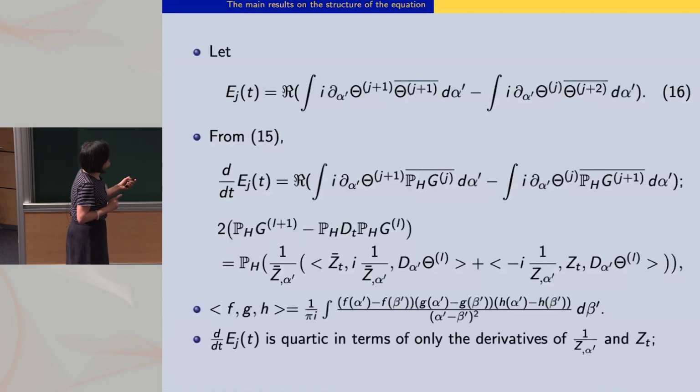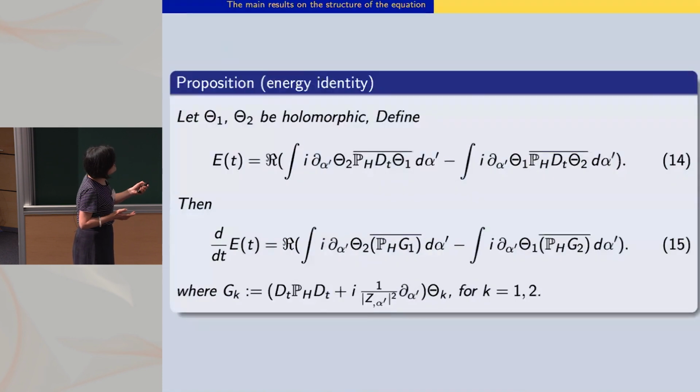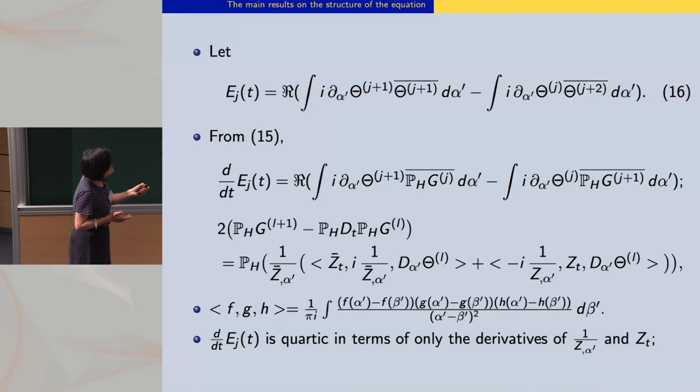Okay, so with all these together, we just apply this energy identity to this sequence of quantities qj. We apply it to qj and qj plus 1. So theta 1 is qj, theta 2 is qj plus 1, and then there's qj plus 2, so this is theta j plus 2. Apply the energy identity, and you get dEj/dt just equal to this.